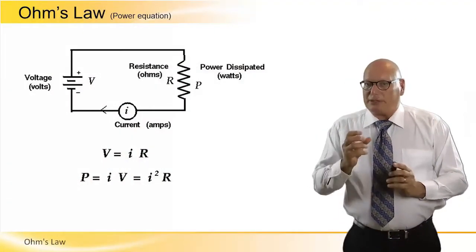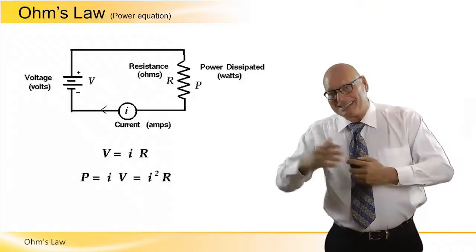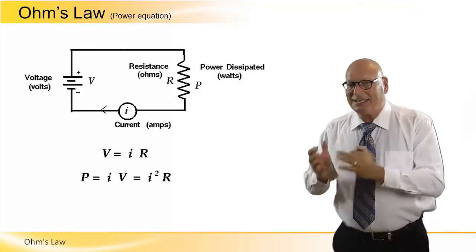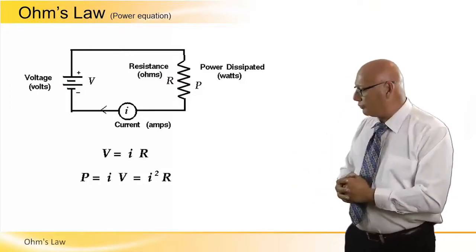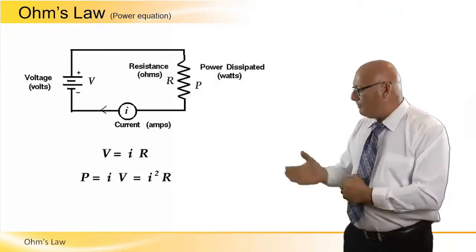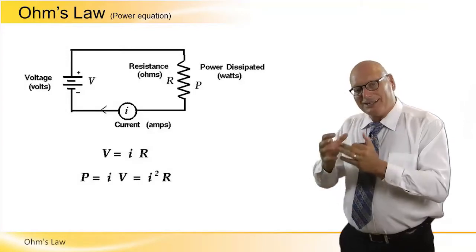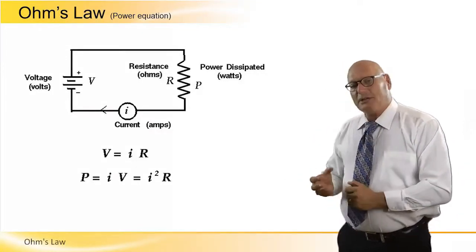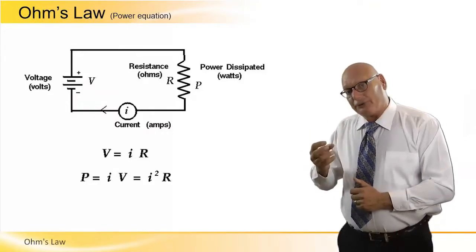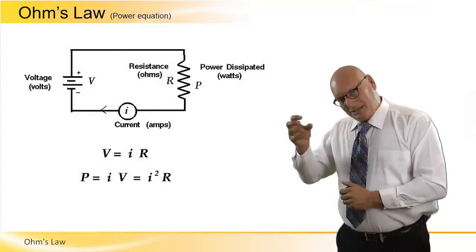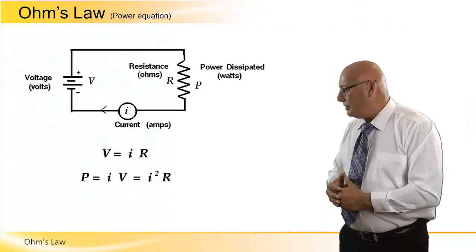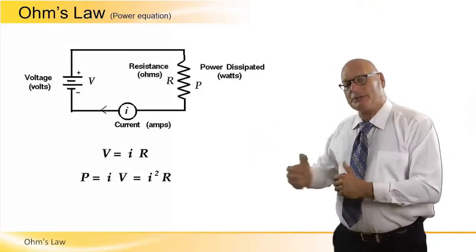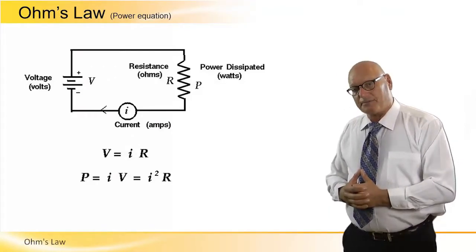So let's now look at the power. This is an extension of Ohm's law. If you look at the bottom of the slide, the power P is equal to the current times the voltage. And because voltage, based on Ohm's law, is current times resistance, we can actually look at this as the current squared times the resistance.